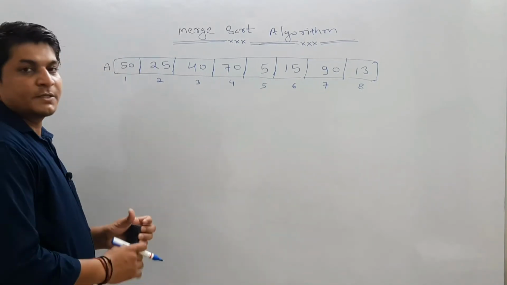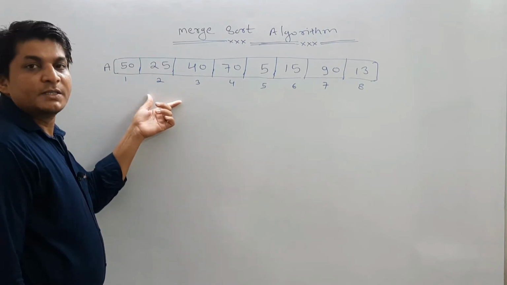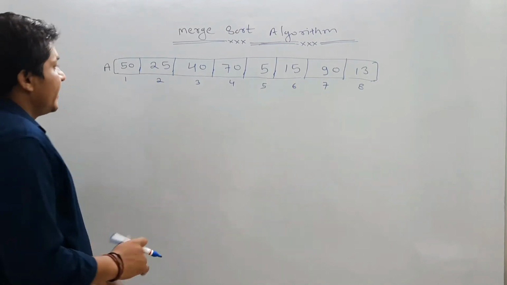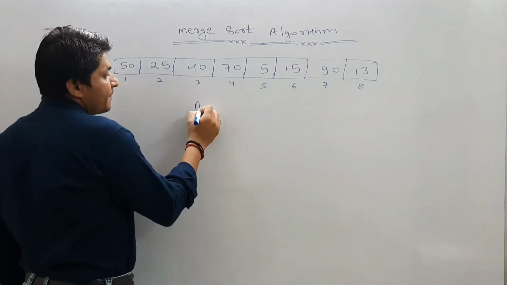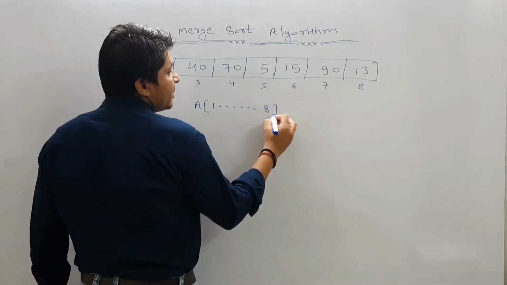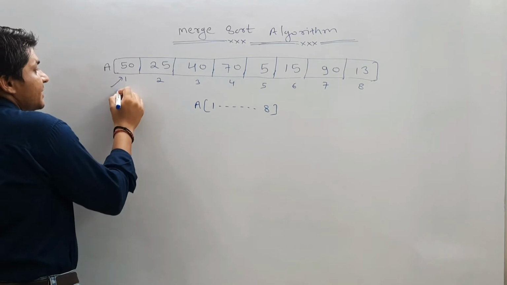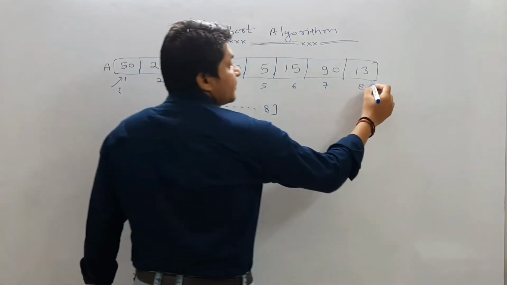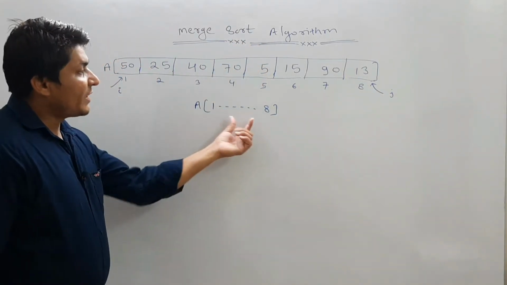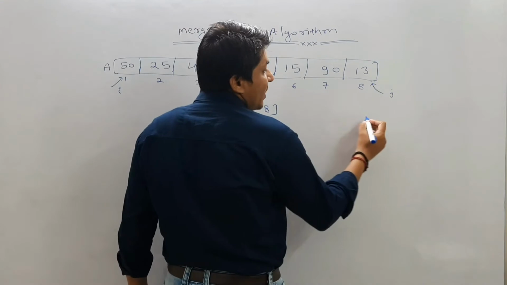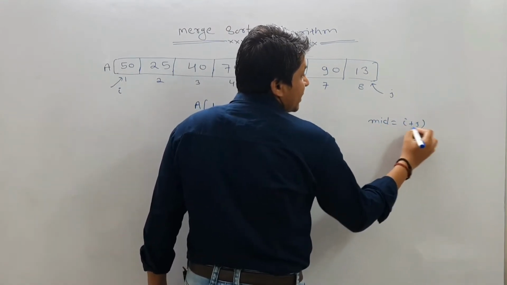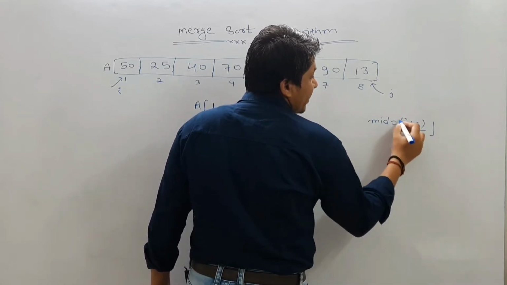What merge sort says is, you divide this unsorted array in such a way that you can get two sorted subarrays. Let me explain this. Let's suppose the name of the array is A, the starting index is 1 and the last index value is 8. I is pointing to the starting index and j is pointing to the last index. First we need to find the mid value so that we can divide into two parts. So let me calculate the mid value. Mid is nothing but i plus j divided by 2, and you can take the floor value.